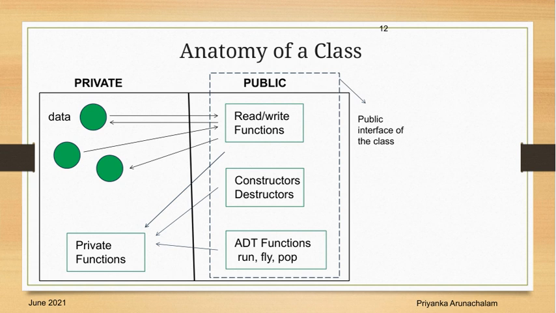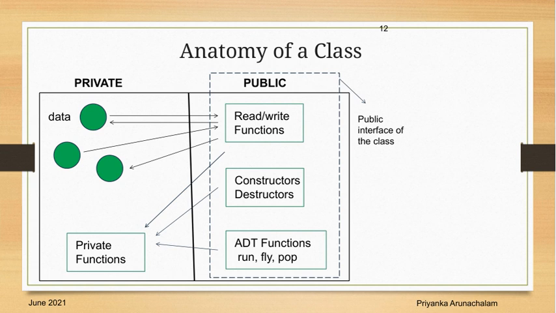Within this public interface, you'll find functions like run, fly, or pop. These represent the behaviors or actions that the object can perform. Moving inside the class, there are also special functions such as constructors and destructors. Constructors are responsible for initializing objects when they are created, while destructors clean up resources when objects are no longer needed. Additionally, there are ADT functions, like run, fly, or pop, that define the core operations related to the class's purpose.